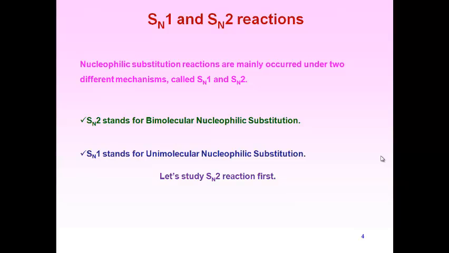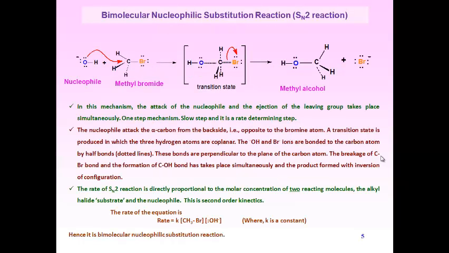Let's study the SN2 reaction first. Bimolecular nucleophilic substitution reaction, that is, the SN2 reaction. Let us consider the hydrolysis of methyl bromide, which leads to the formation of the product methyl alcohol by the SN2 mechanism. In this mechanism, the attack of the nucleophile and the ejection of the leaving group take place simultaneously. It is a one-step mechanism, it is a slow step, and it is also the rate determining step.